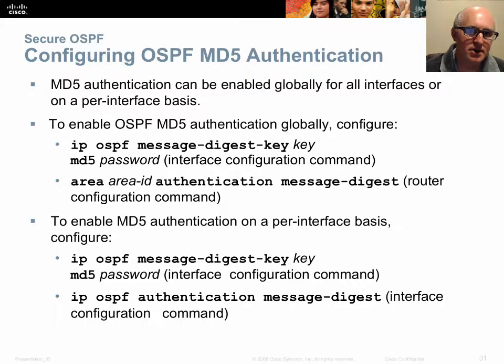It's a pretty easy thing to configure. You have a lab where you'll do it, so I won't go through the steps here. But you can notice here two options, which I'll point out. You could do it globally with one key that you use on all your interfaces, meaning that all the neighbors for this router would use the same key. But I could also configure it on a per interface basis if I wanted to have different password keys for different neighbors. That sometimes could be useful.